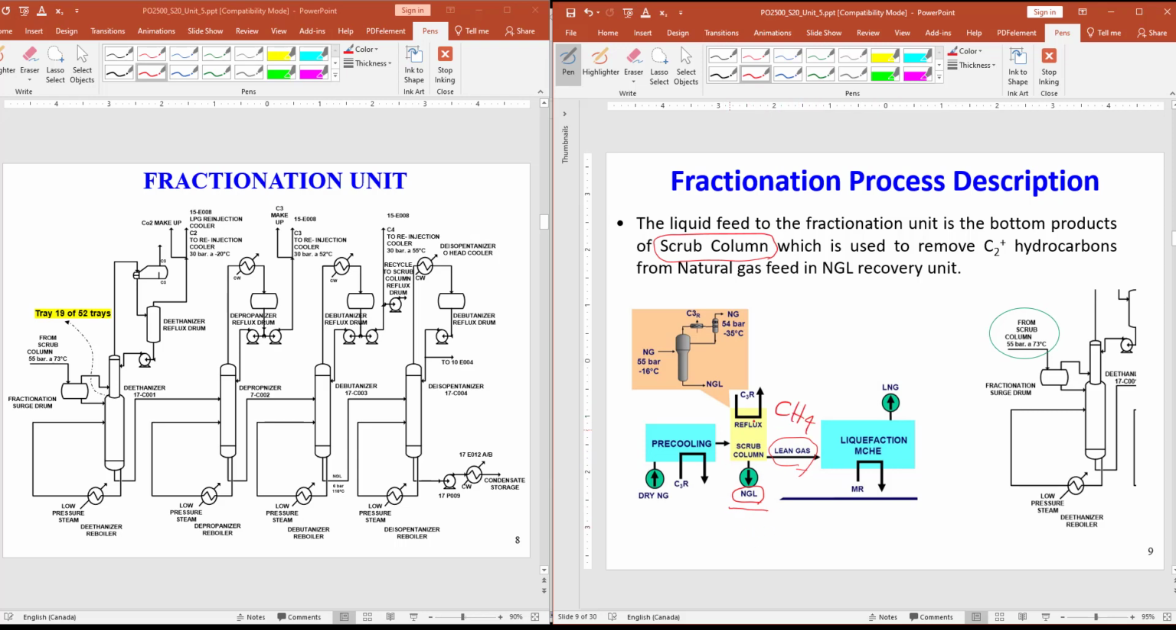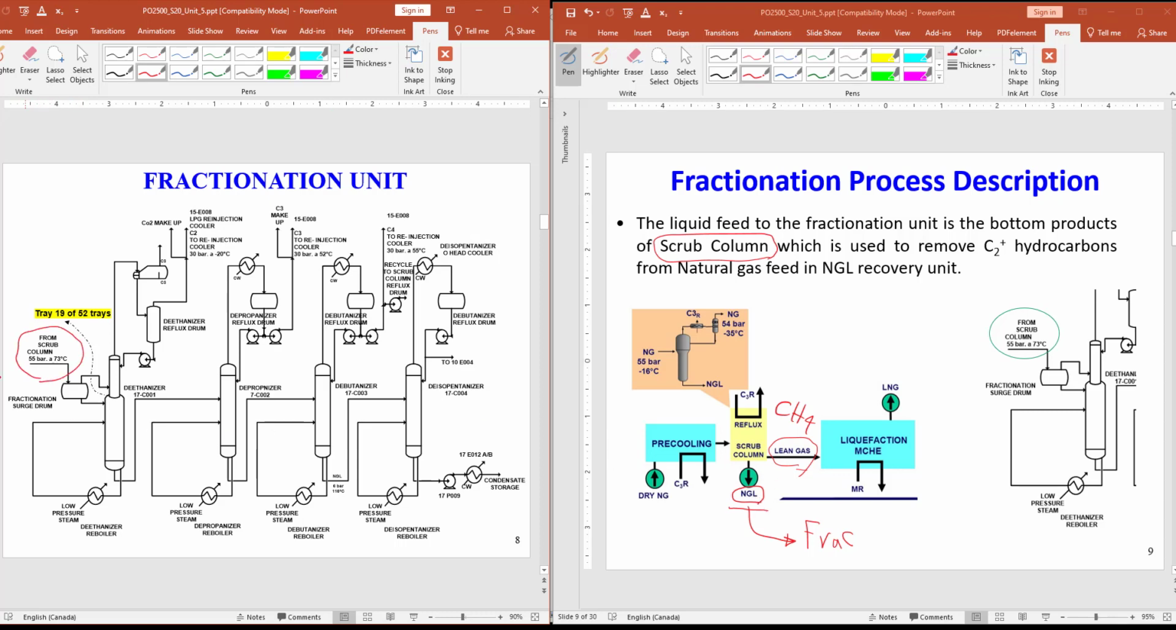So we are talking about this part, this stream from the bottom of a scrub column. A scrub column is also a kind of refrigeration cycle where we use propane. The bottom product now will be sent to the fractionation unit. Why? Because it has different components that we have to separate. So we take this stream and send it to the first column, which is the De-ethanizer.